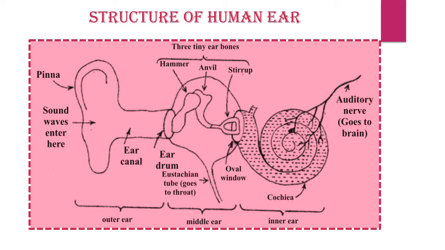At the end of this ear canal is a thin, elastic and circular membrane called the eardrum. The eardrum is also called the tympanic membrane. Okay, children, the outer ear contains air.